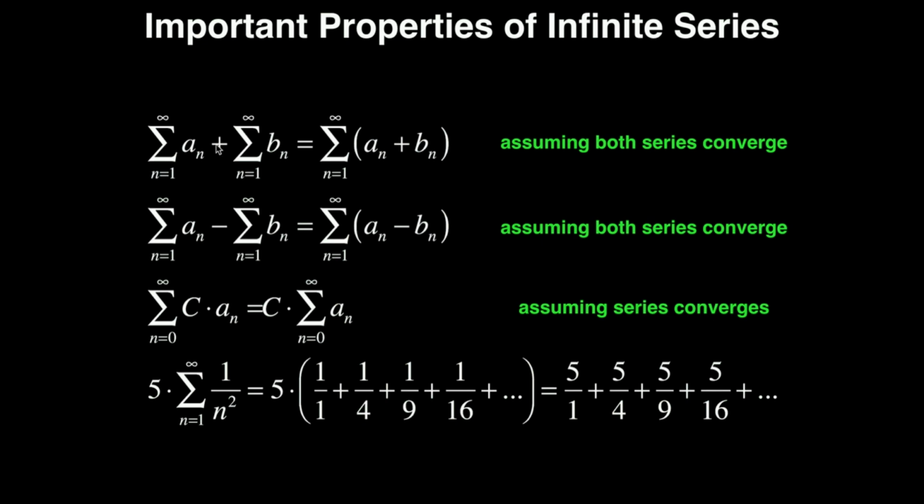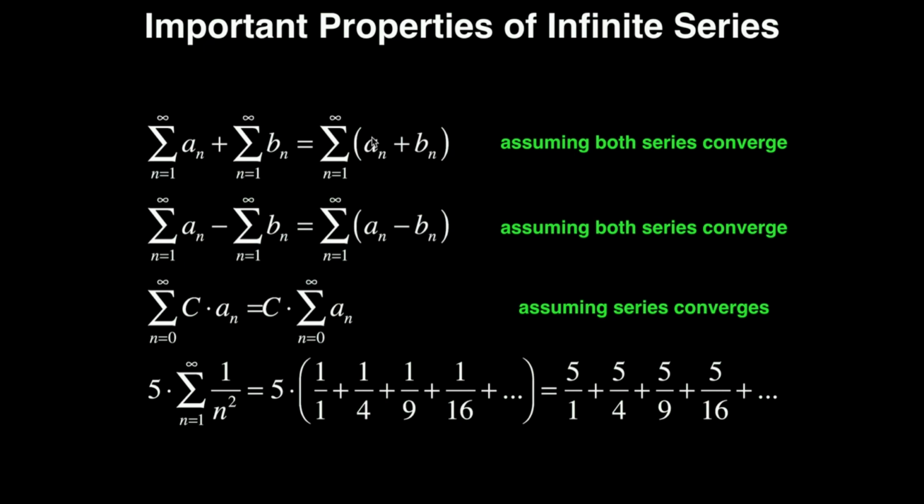All right, let's assume that the series of a sub n and this series of b sub n both converge. Okay? Assuming that both a sub n and b sub n converge, if we add these two series together separately, it's the same as the series from n equals 1 to infinity of a sub n plus b sub n. So if we took the argument from both of these series, a sub n and b sub n, and added them together and then summed that from n equals 1 to infinity, these would be the same.